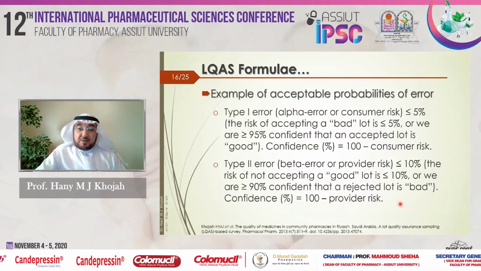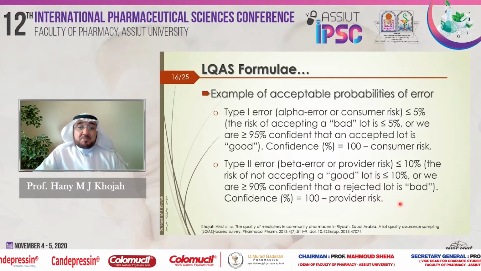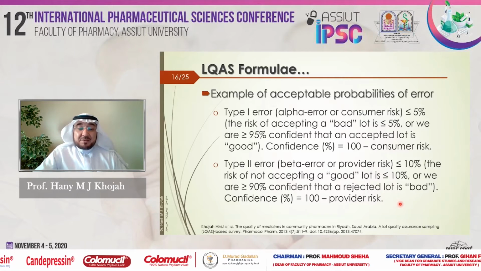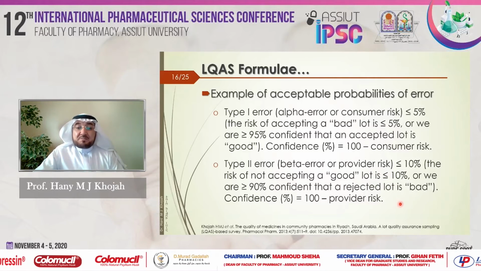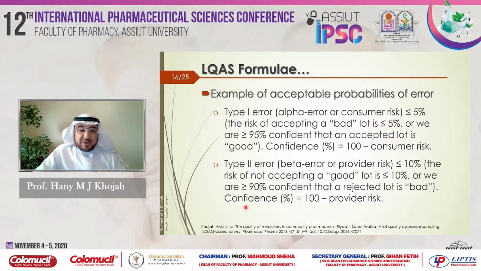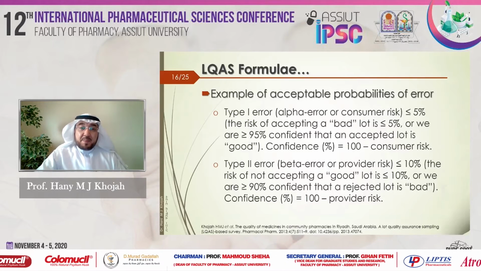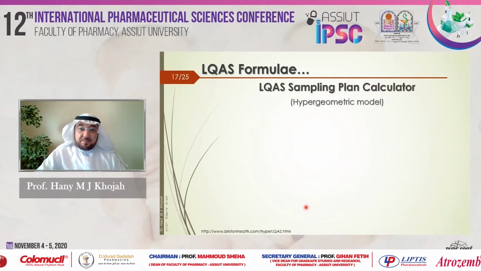So on the other hand, we can say that we are more than or equal to 90% confident that a rejected lot is bad. And again, we can calculate the confidence percentage.